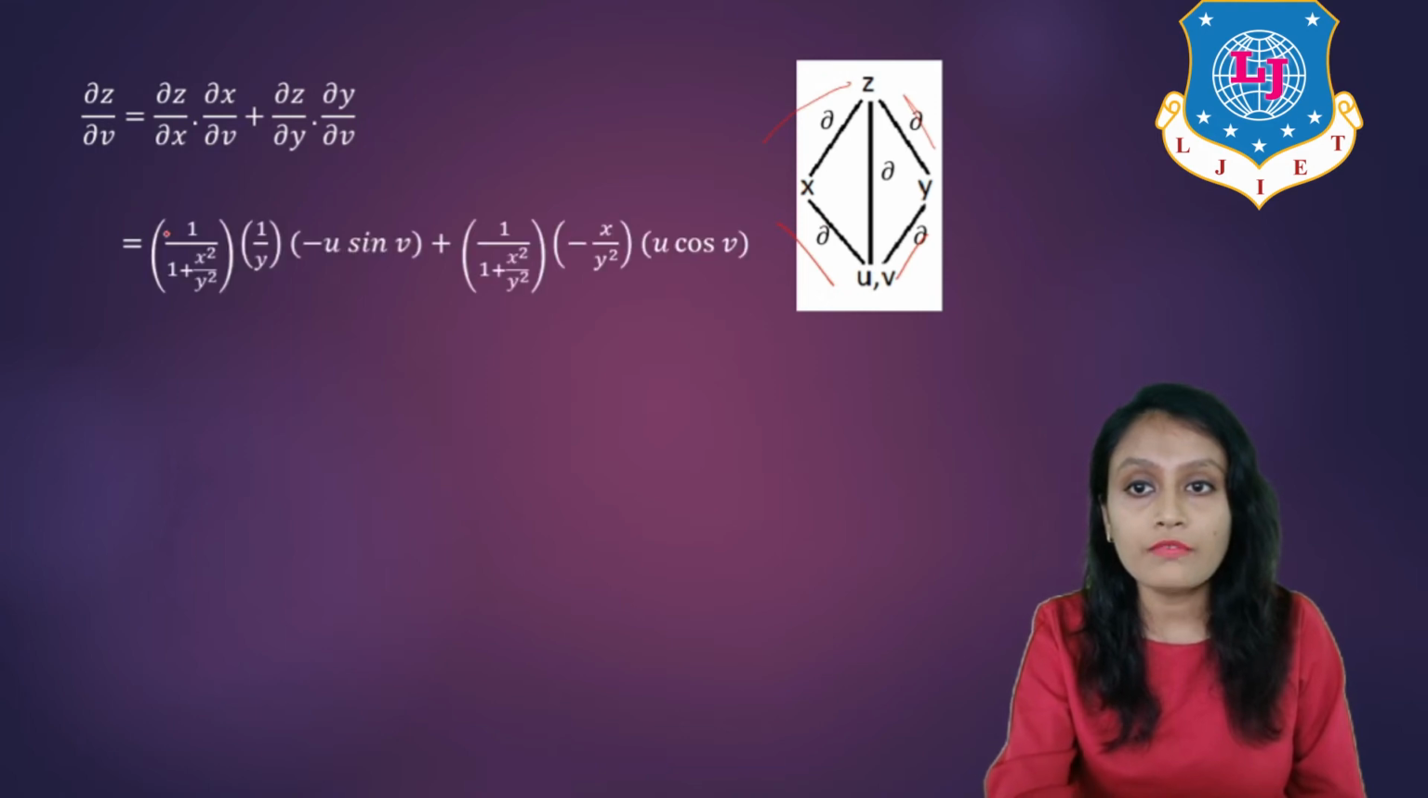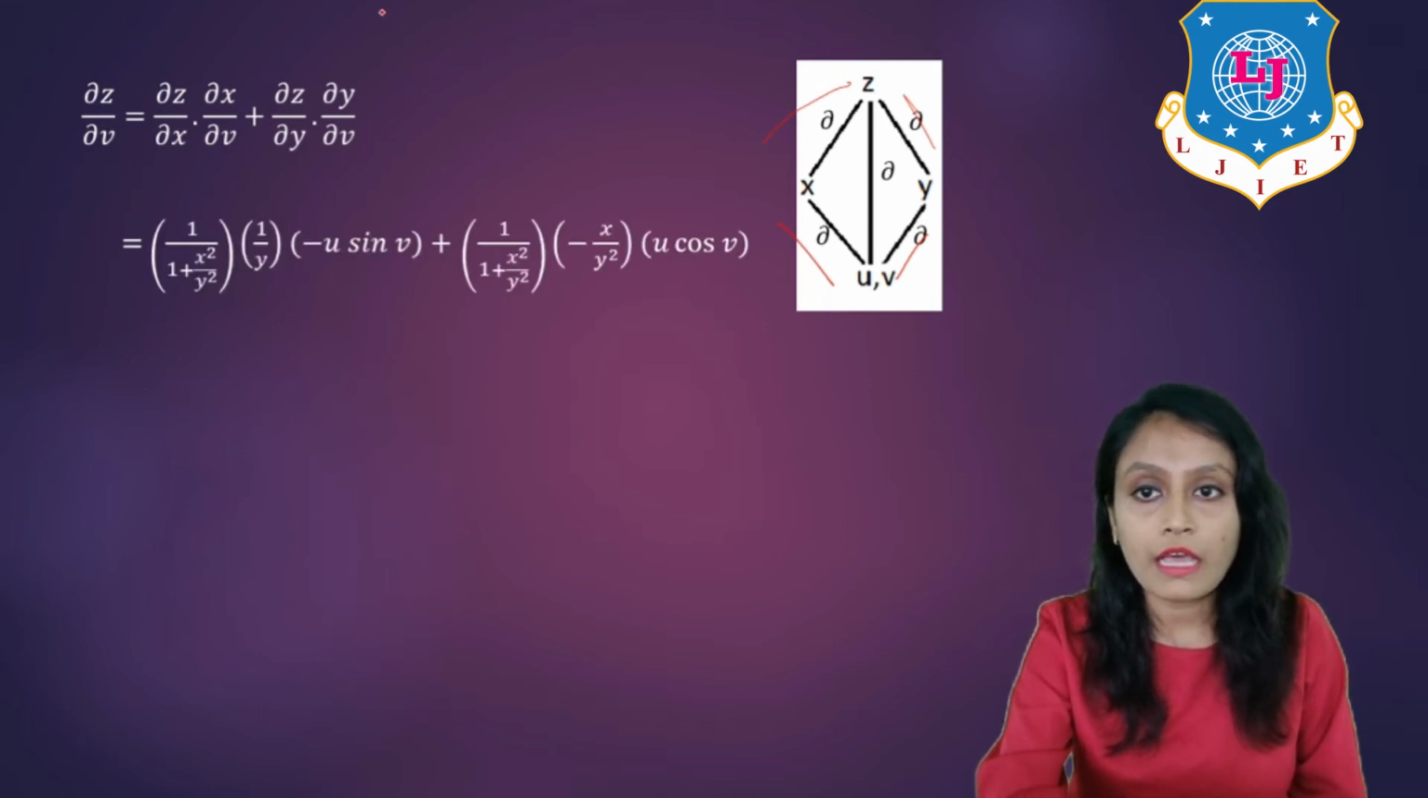Okay, so this is our tree diagram. So the formula will be del z by del x into del x by del v plus the next term, that is del z by del y into del y by del v. Okay, so this formula, now we have to simplify further. Now we know z is what? Tan inverse x upon y. Okay, x is what? u cos v, and y is what? u sin v, right?